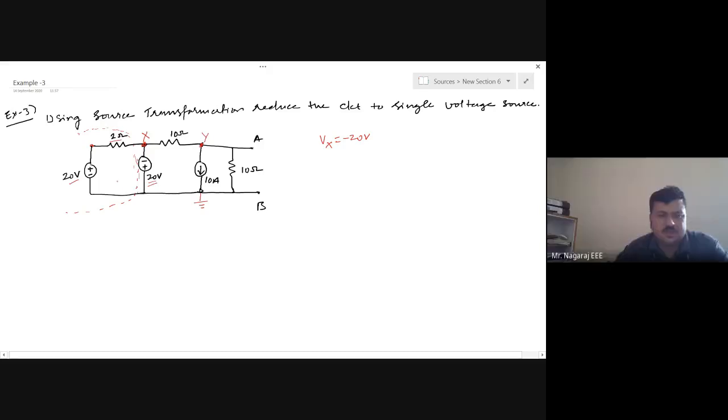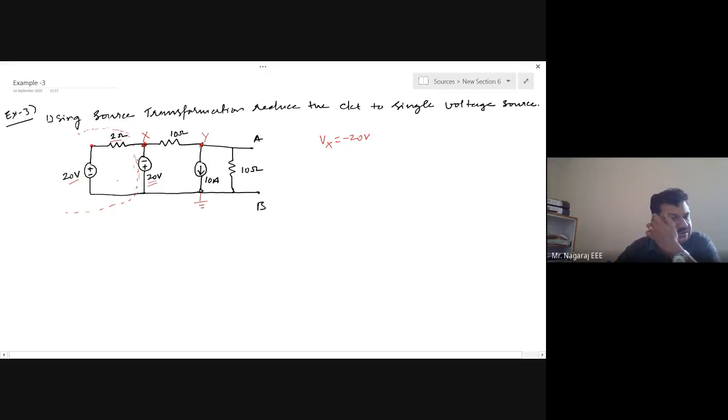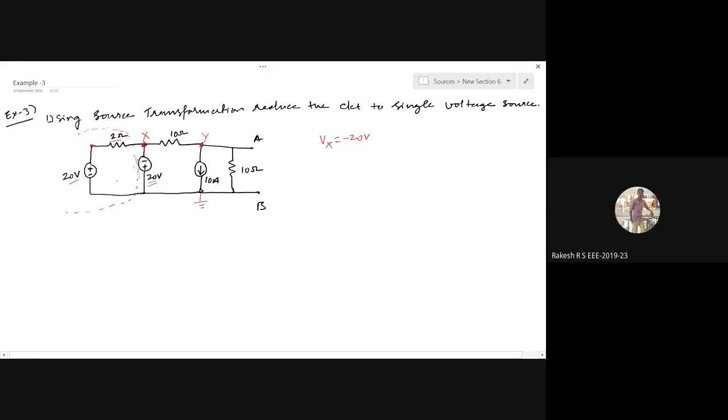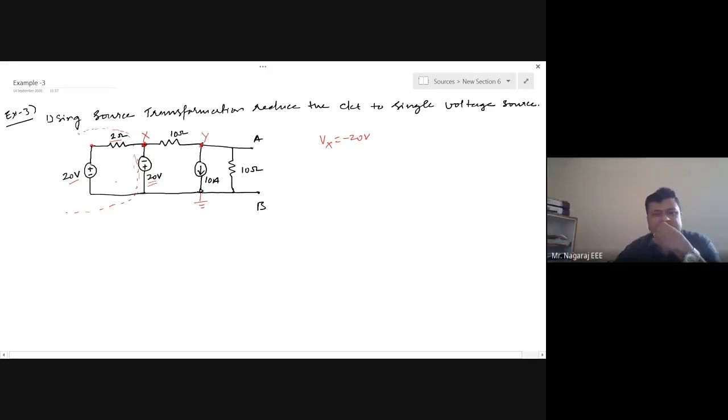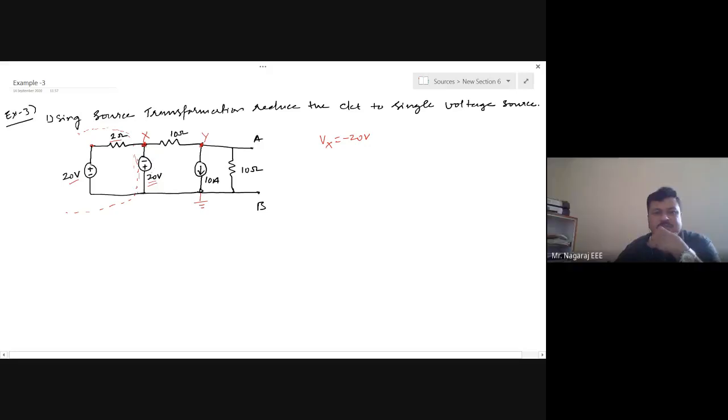Sir, I have a small doubt. Yes, please. Sir, 20 volt and 2 ohm are in series. Yes. And 20 volt and 10 ohm are in series, no, sir? No. There is a node here. There is a node X. When there is a node, these two things will not come in series. Directly I cannot take them in series.